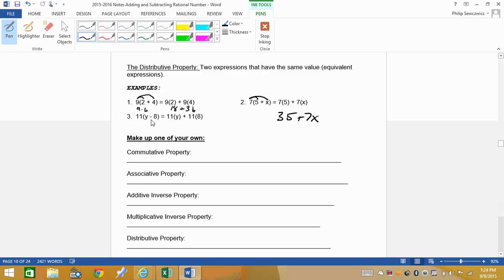I apologize, we had a typo there. You can do it with subtraction, so let's just make this a subtraction sign. So really it would be 11y minus 88. So again, it is what we call simplifying. So the distributive property, when you can't combine, allows us to move further with a problem.